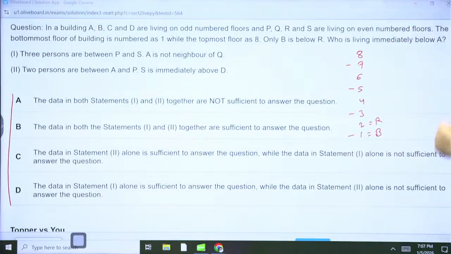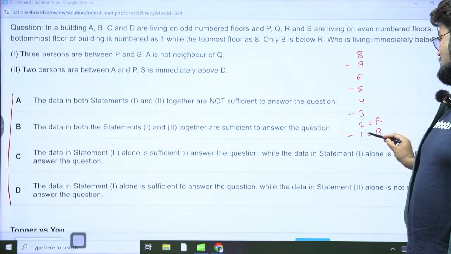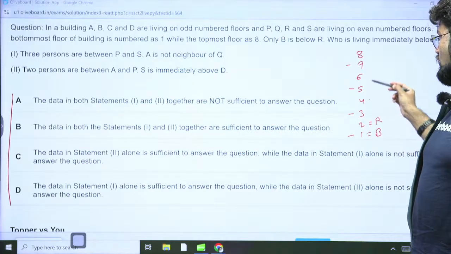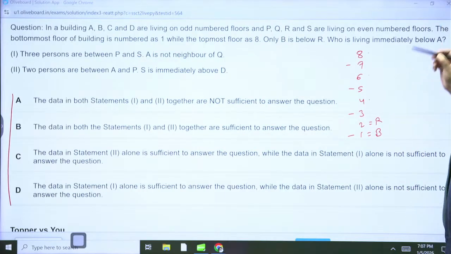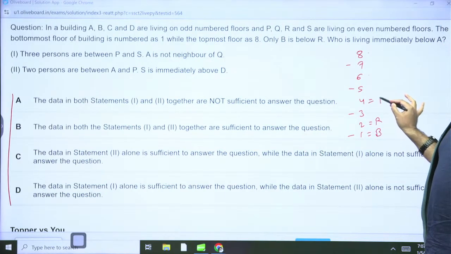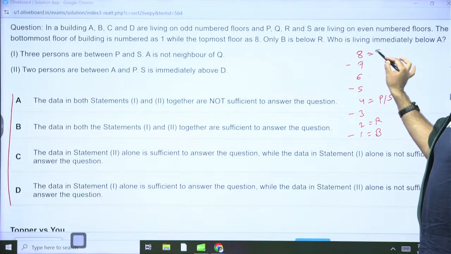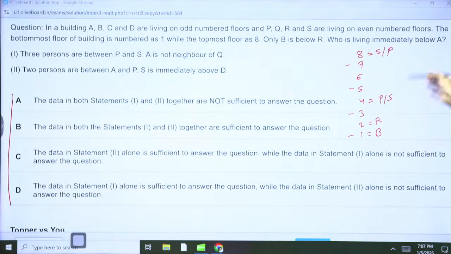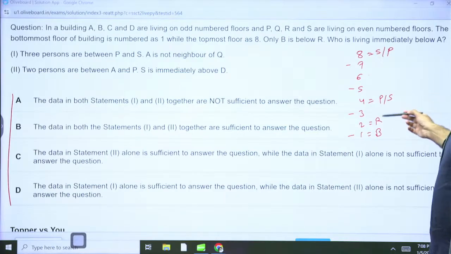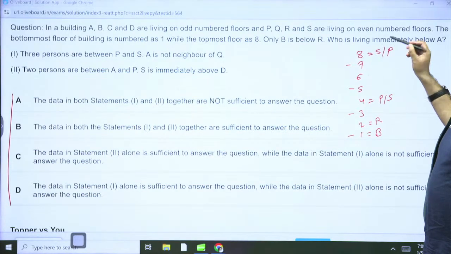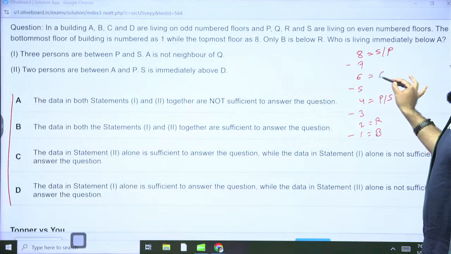Now P and S, they are all living on even numbered floors. So the next even numbered floors, I am only left with 4, 6 and 8. There has to be 3 people between P and S. That means P and S, either they are sitting here or they are sitting here. Agreed? That's the only possibility. Now I am done with R, I am done with P, I am done with S. Only one person is left, Q. So Q is definitely sitting here.